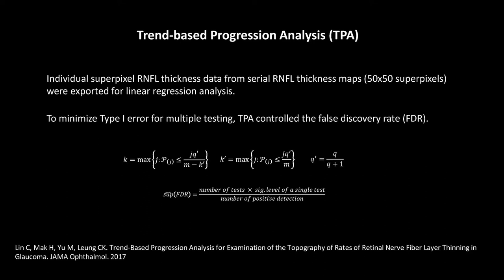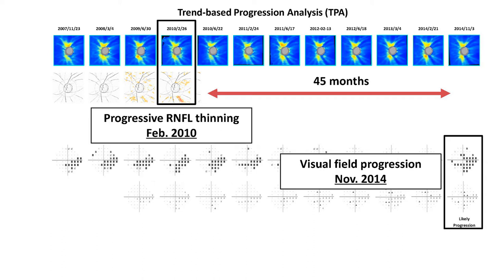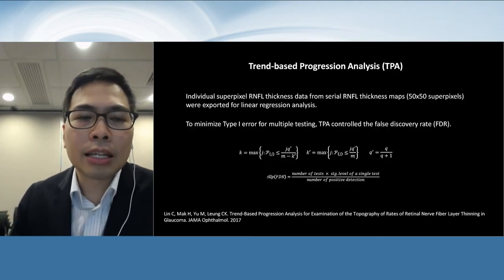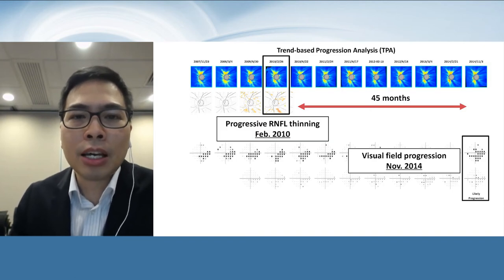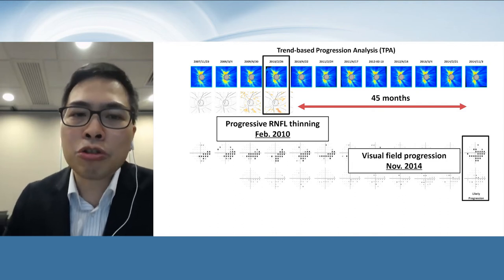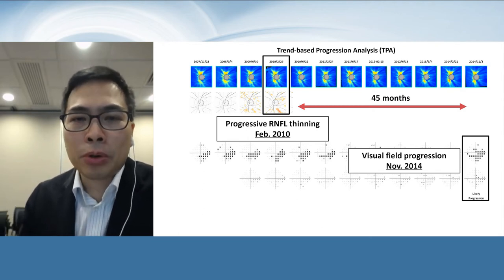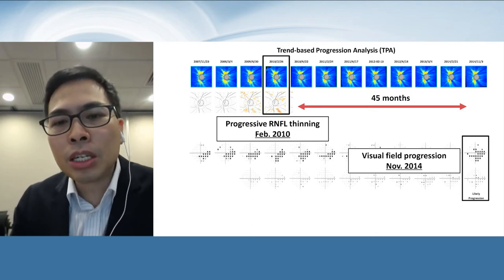But when we look at the retinal nerve fiber layer measurements, here we are looking at the retinal nerve fiber thickness maps collected every 4 months over the 7 years of follow-up. What we are looking at is the retinal nerve fiber thickness map, with increasing intensity of red representing a thicker nerve fiber layer. With OCT analysis, we are able to see progressive retinal nerve fiber layer loss detected by TPA, or trend-based progression analysis. It takes place almost 4 years before we see visual field progression.